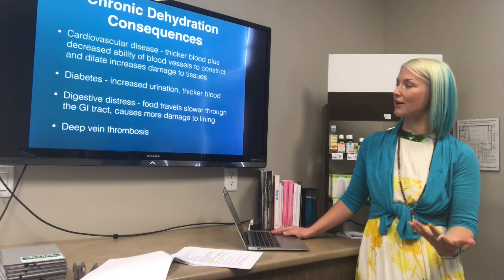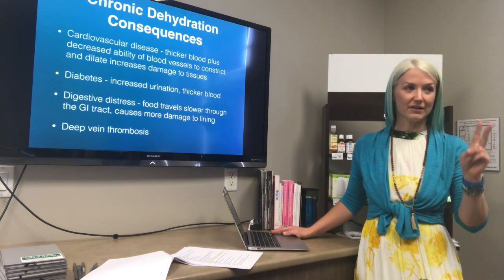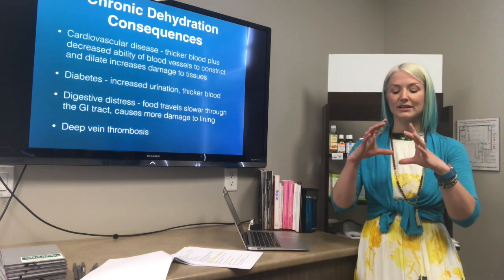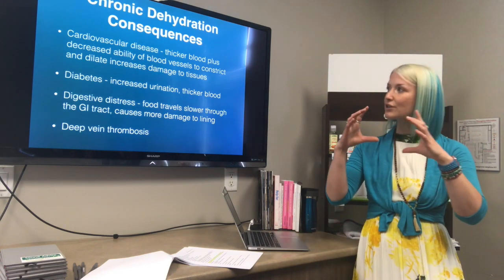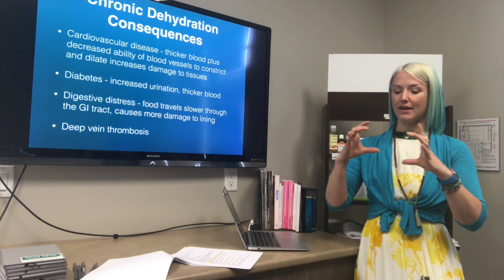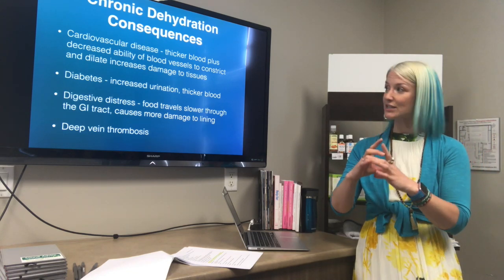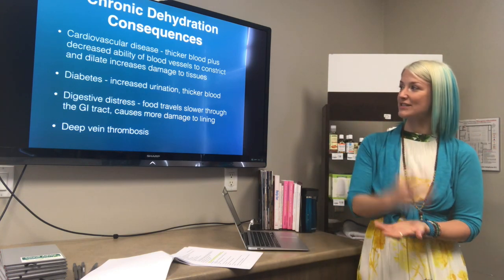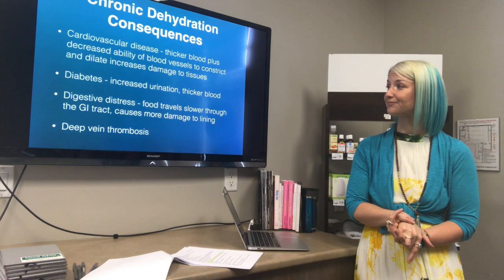So essentially with cardiovascular, if you want to think of it as thicker blood, there's not enough water in the blood. And the blood vessels themselves don't have enough water, so they have a decreased ability to constrict and relax. And so you have a higher blood pressure because the blood is so thick, and the blood vessels aren't able to adapt, so the higher blood pressure is damaging tissues in the circulation.